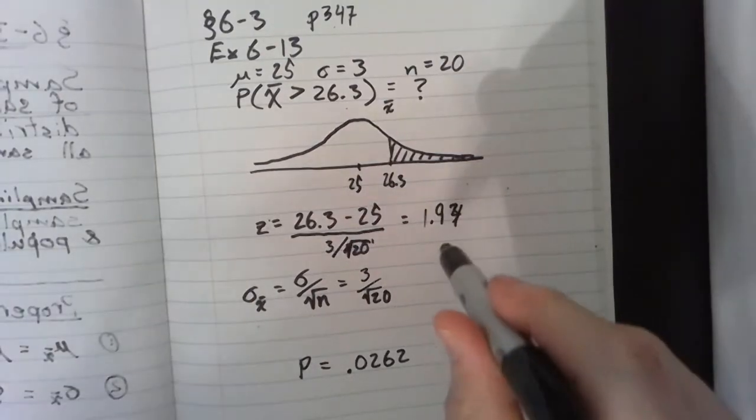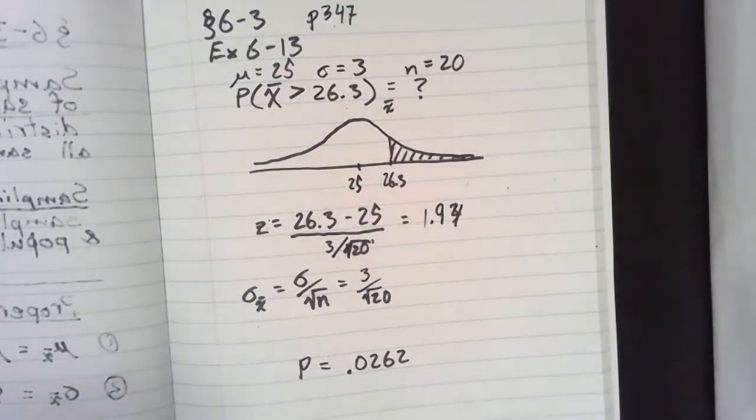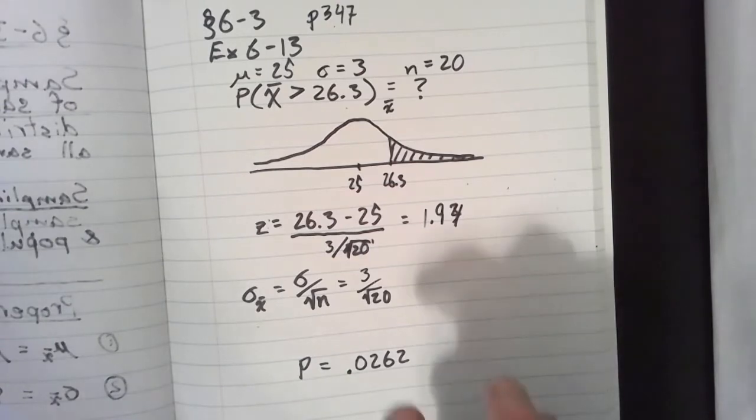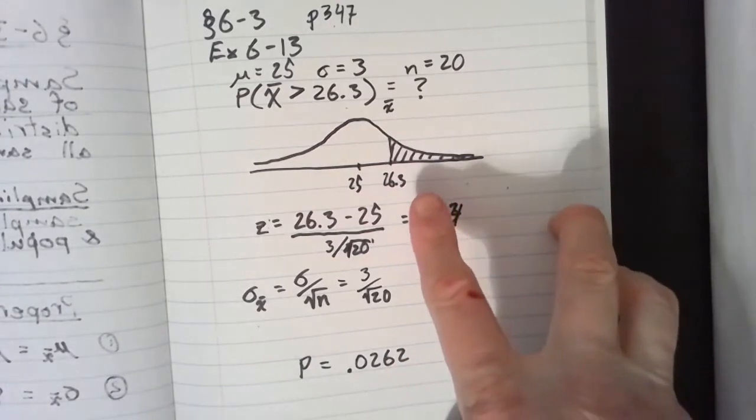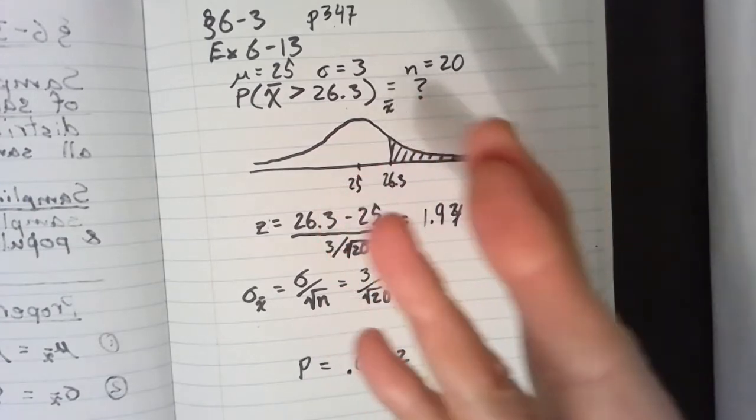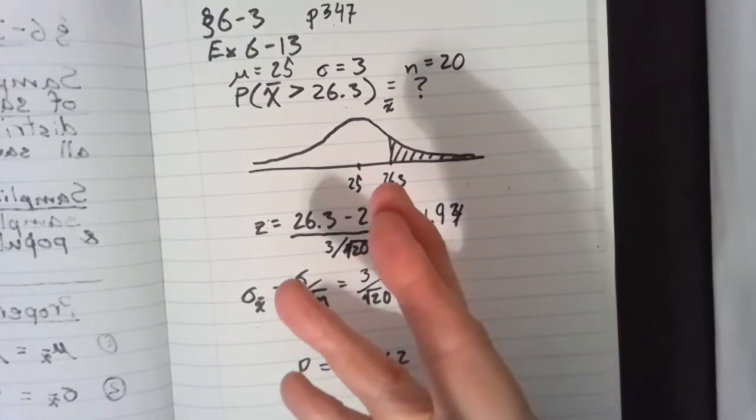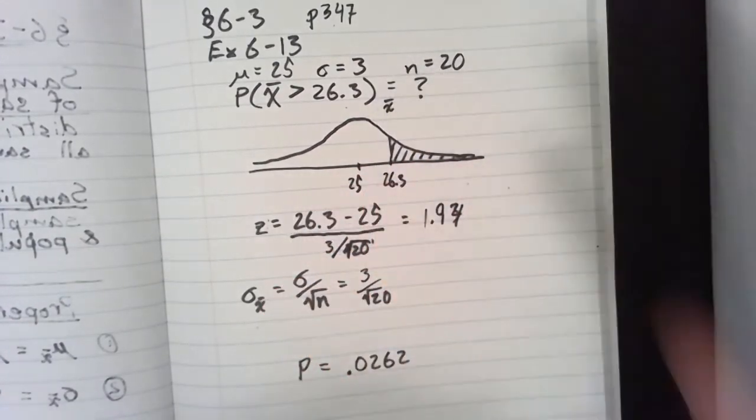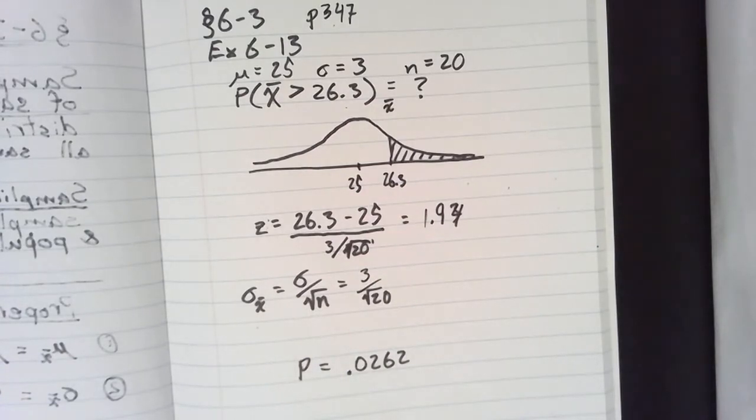And so that would be our probability of our z-score landing above positive 1.94. So that would be our probability of the average sample of size 20 children having an average of above 26.3 hours of watching television.